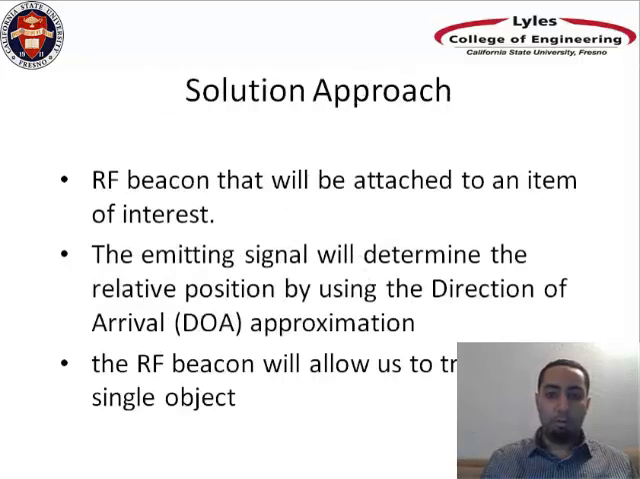So to solve this problem, we're going to use an RF beacon. This beacon is going to be attached to the item that we need to track, and it's going to transmit a signal to the receiver, where we're going to use the direction of arrival method to calculate the distance and the location of the missing item. One of the reasons we're going to use the RF beacon is that it allows us to track one single item at a time.